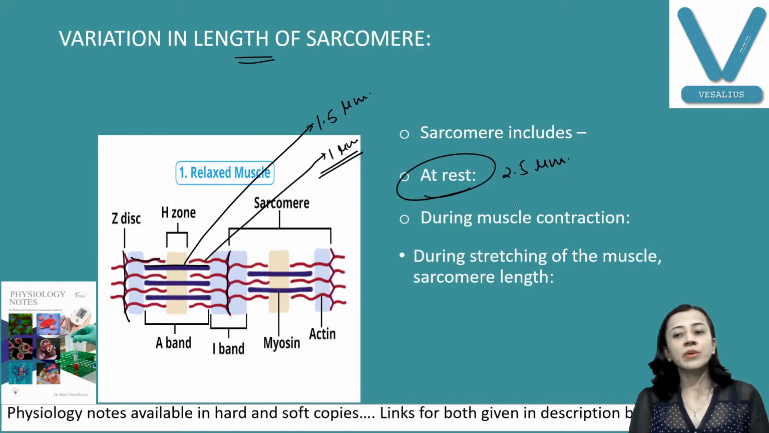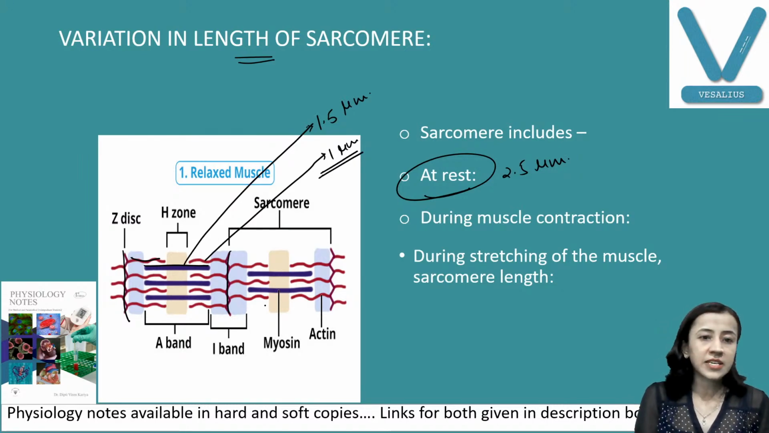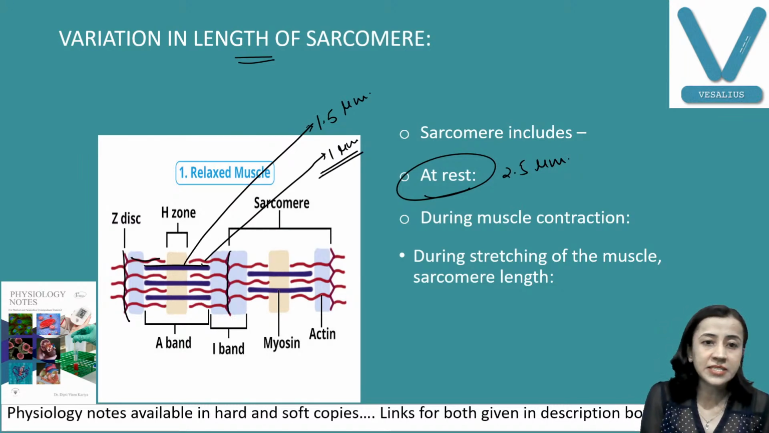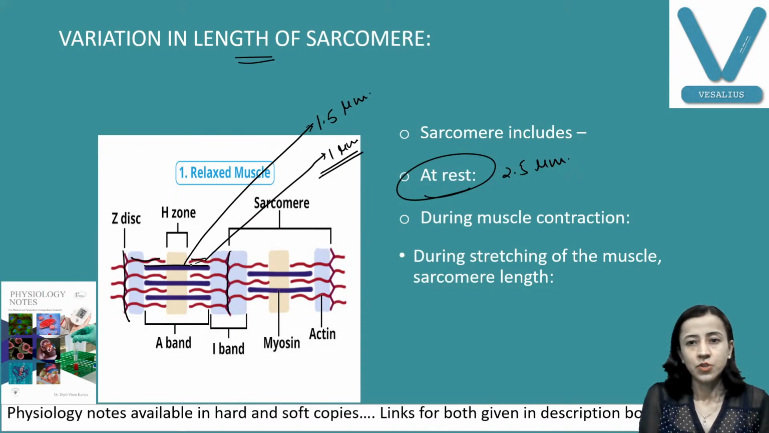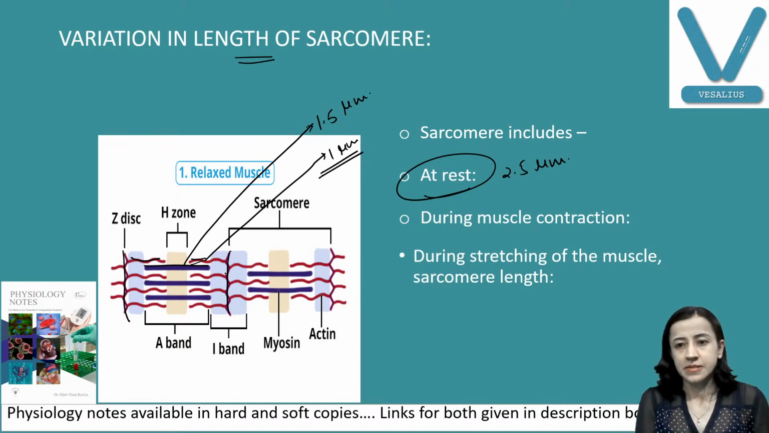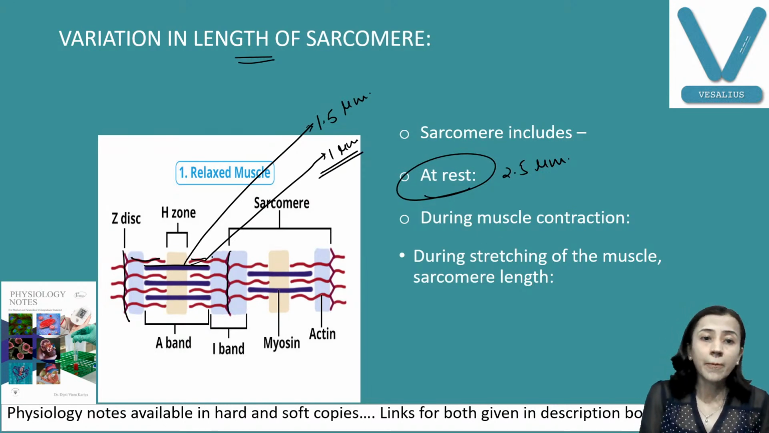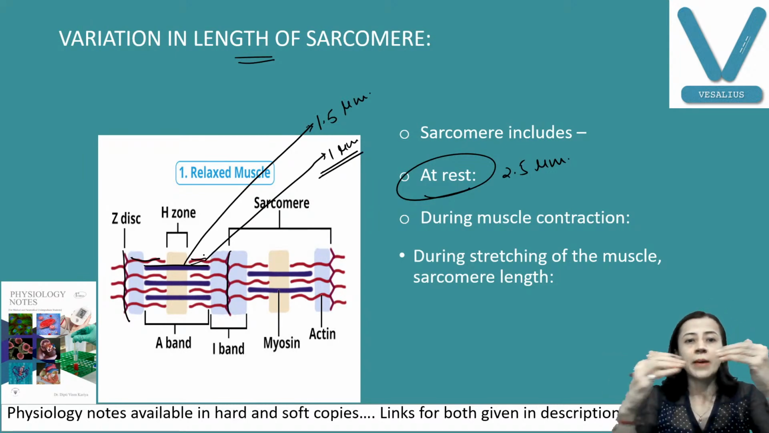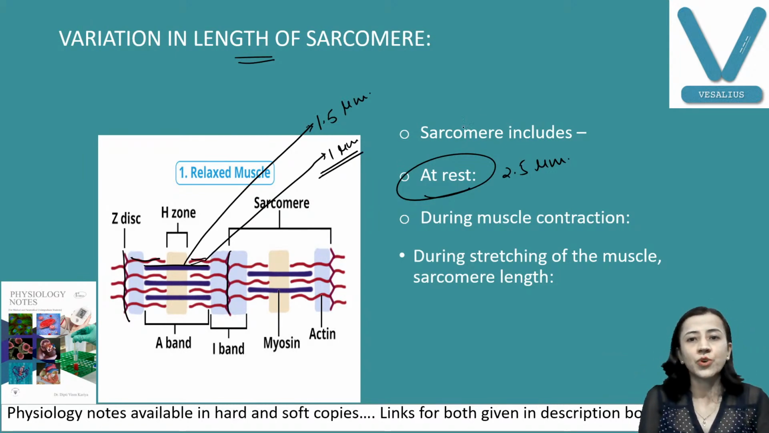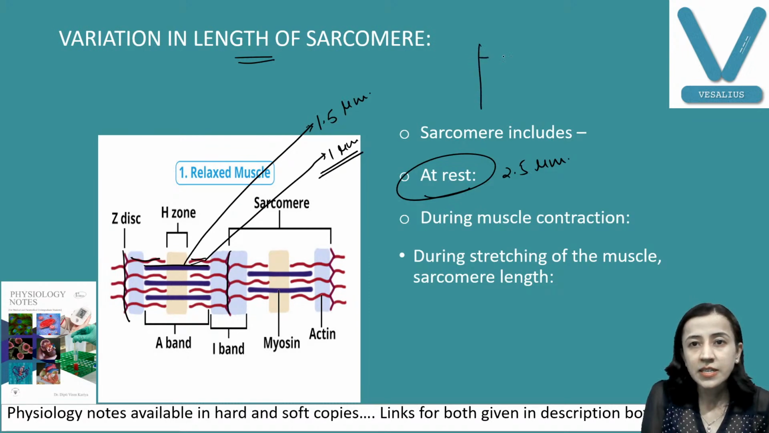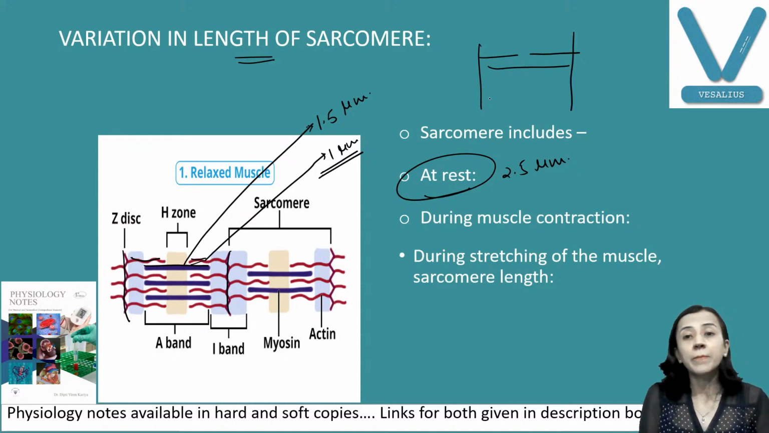During muscle contraction, as we have discussed, the actin filaments overlap the myosin filaments. You can see here, this length decreases. How much does it decrease? Complete actin filaments overlap the myosin. So you can see here, the I band may be absent like this with complete contraction.